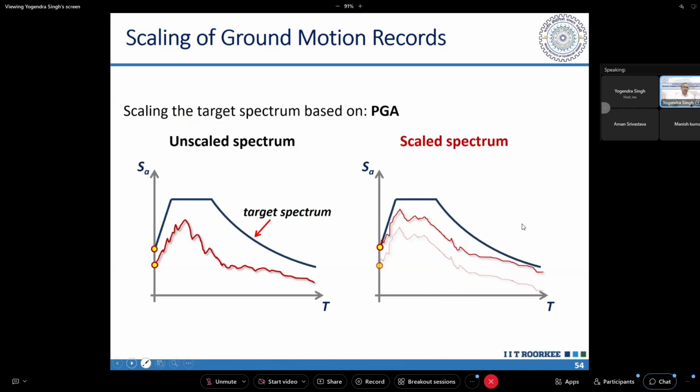The other way of scaling is that I do not fix the PGA, but I shift the whole response spectrum in such a way that the error between the target response spectrum and the new response spectrum is minimized. So that is the scaling we will use, where we need not do it for the whole period range, only in the period range of interest. And what is the period range of interest? Where all the modes of my structure lie, or at least the modes which are having 90% mass participation are lying in that range, and a slight period range beyond that also. So we will consider a period range.